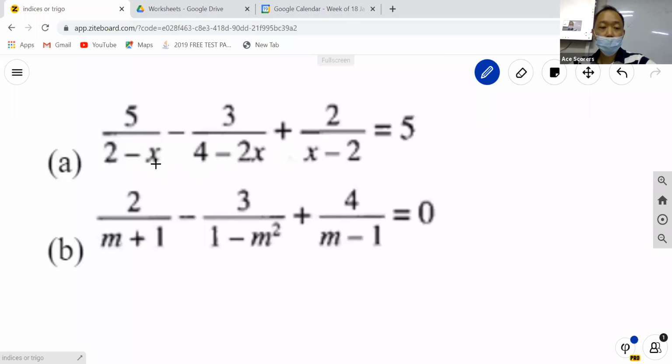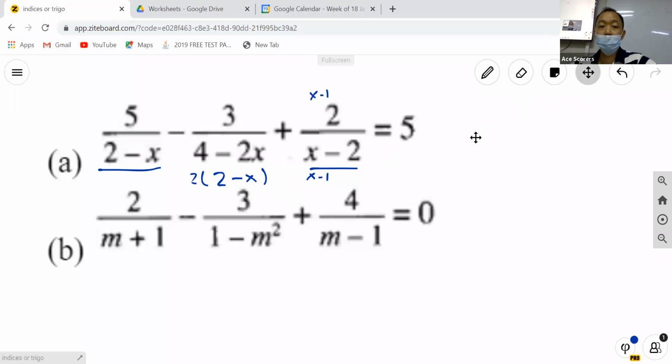Let me give you an example. Is 2 minus x the same as x minus 2? It's not the same. But is there something you can do so that they are the same? Yes. You need to times -1 here, and the bottom also must times -1. Now, how about here? This is 4 minus 2x. You can take out 2, then you're left with 2 minus x. So what is your common denominator? Your common denominator is 2 times (2 minus x).